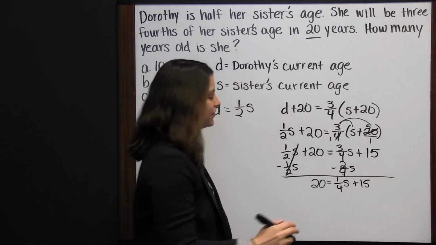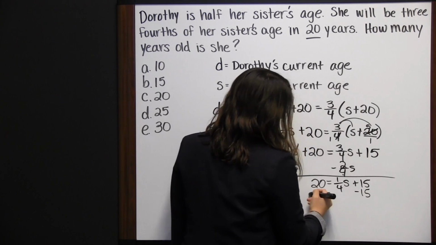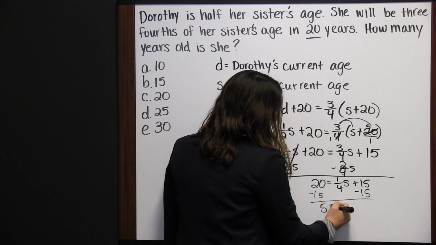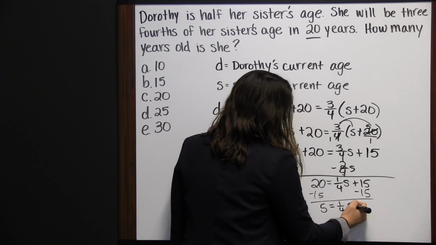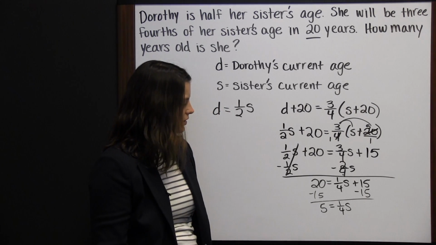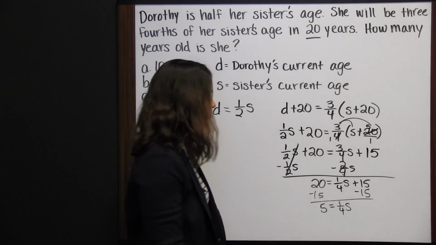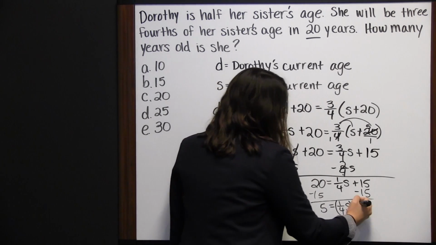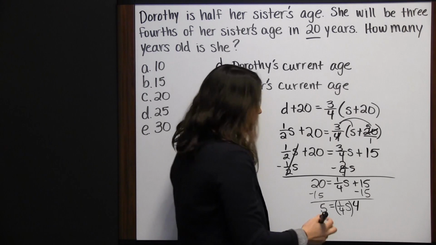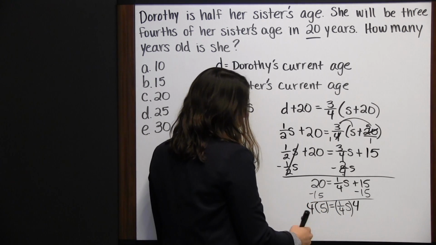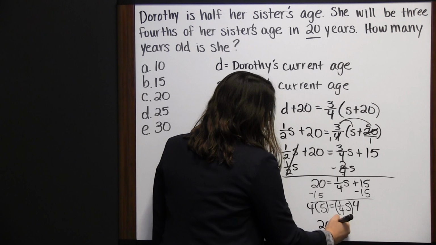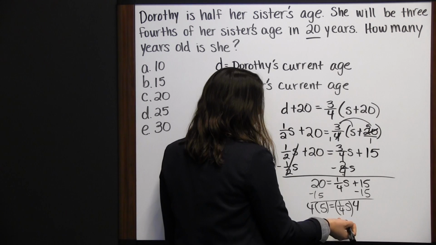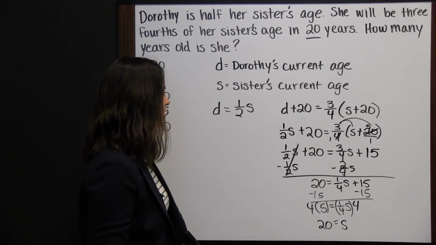Next, I need to subtract 15 from both sides. 20 minus 15 is 5, and 5 is 1/4 of the sister's age. So finally, I need to multiply both sides by the multiplicative inverse of 1/4, which is 4 over 1, or just 4. So multiply both sides by 4. 4 times 5 is 20, and 20 is her sister's age. 1/4 of 4 is 1. So we're left with S, the sister's age.